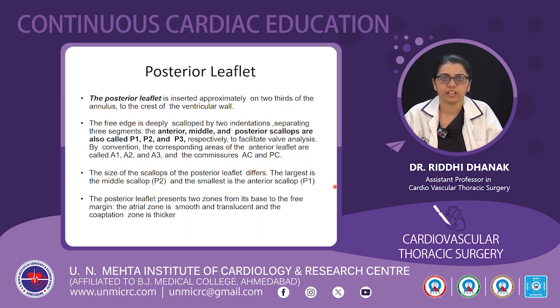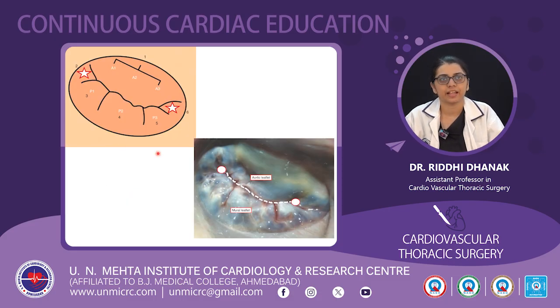And there are two commissures, the anterolateral commissure and the posteromedial commissure. The size of the scallops of the posterior leaflet differs. The largest is the middle scallop, that is the P2, and the smallest is the anterior scallop, that is the P1. P1 is usually a fixed structure and it is considered as a reference point for mitral valve analysis in mitral valve repair procedures. The posterior leaflet presents two zones. From its base to the free margin the atrial zone is smooth and translucent, and the coaptation zone is again thicker.